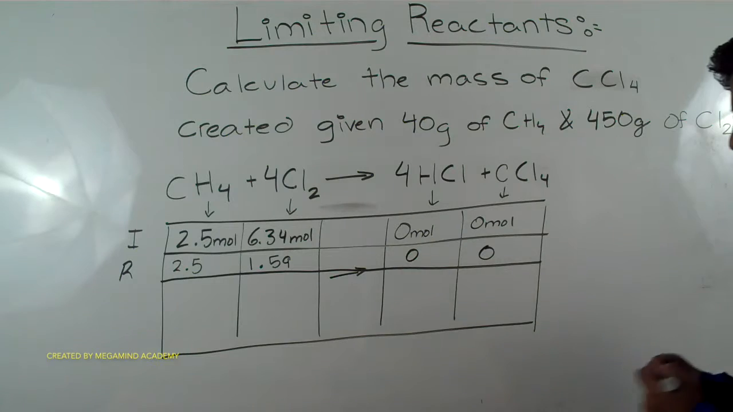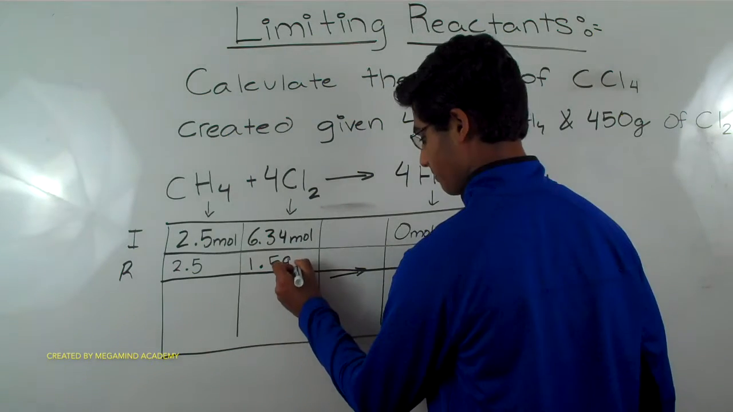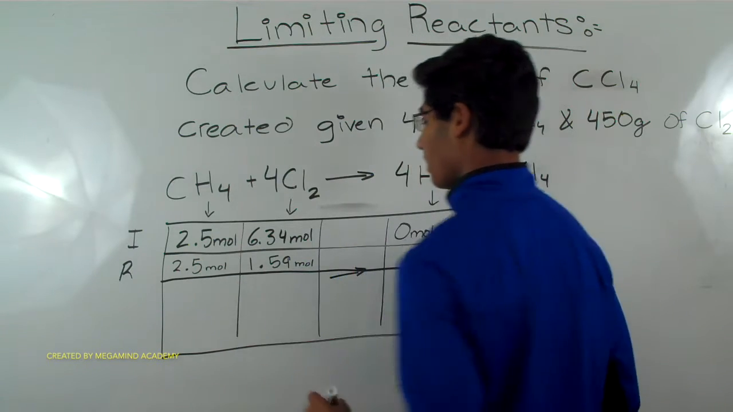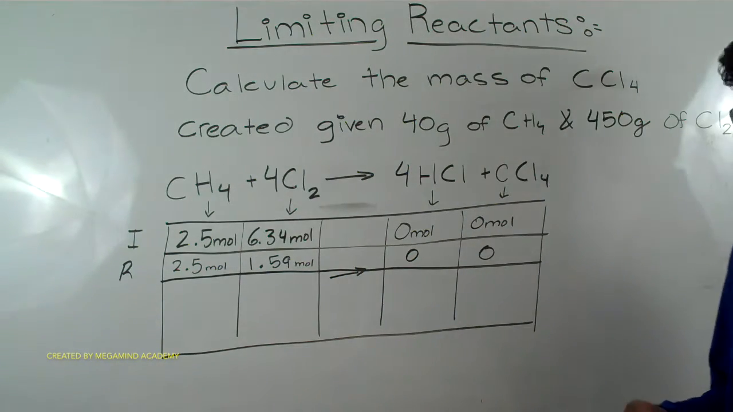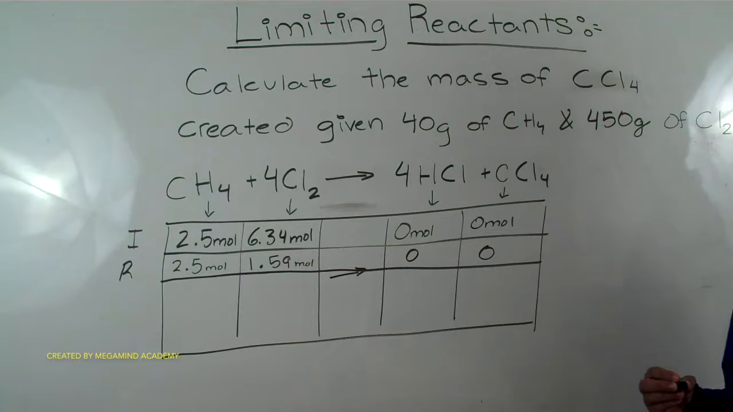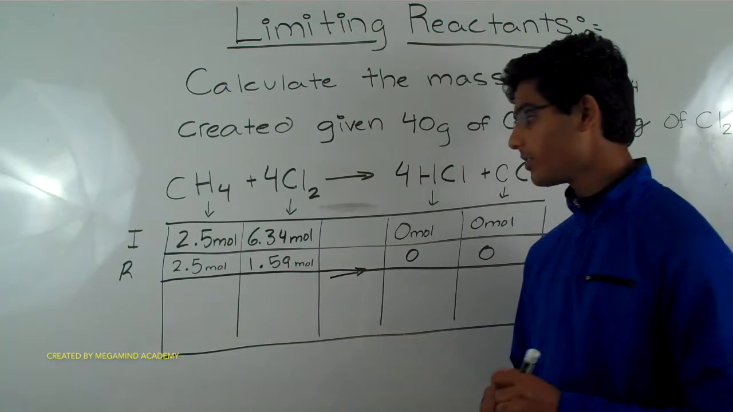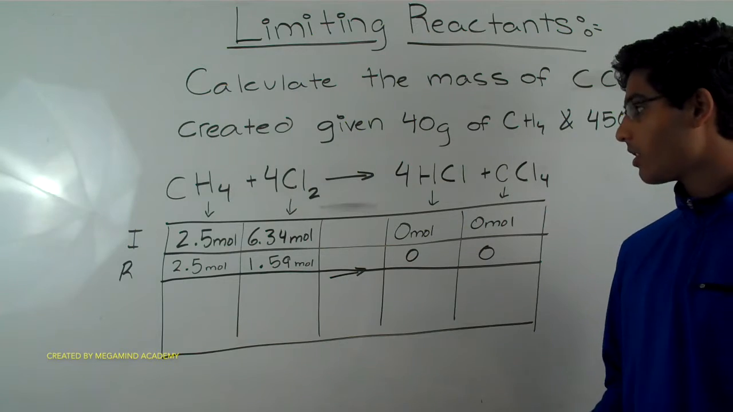And these are moles. So why do we need to do this? Well, this is to help identify which of these is the limiting reagent or reactant. So it helps identify which of these is the limiting reagent.